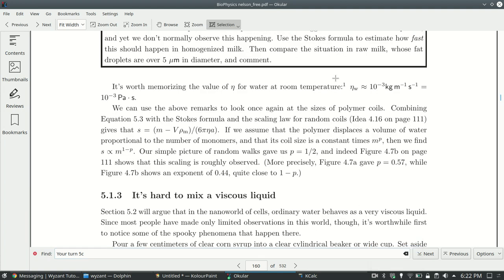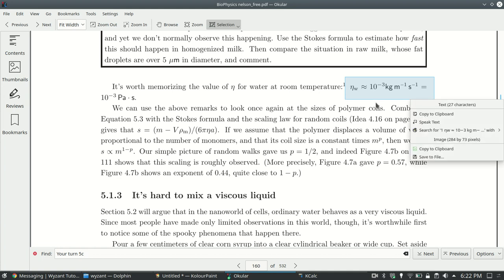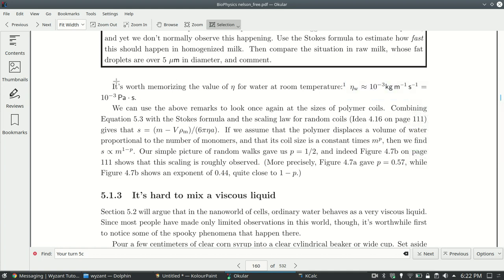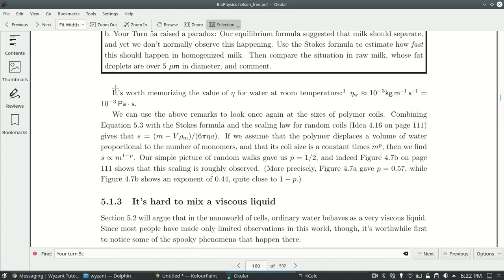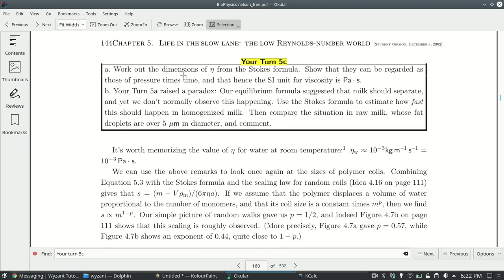Okay, here is the eta that we're going to use. The author of the book even says you should memorize it. It's 0.001. Oh, there's pascals here. You know, I forgot to do something in part A. We have to show that that is pascals times seconds.